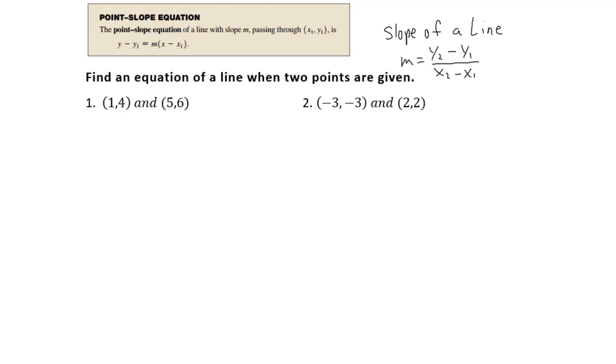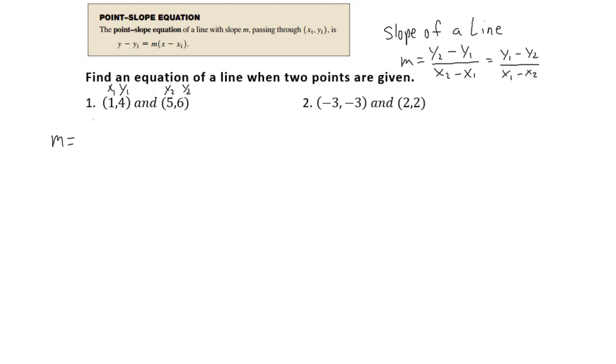So it doesn't matter which one you make point 1, which one you make point 2, as long as both coordinates are coming from the same point, so 1, 4 is from one point and 5, 6 is from the other point. So you could write this as also y1 minus y2 over x1 minus x2. And you end up with the same thing either way. So here we're going to first start by finding the slope.